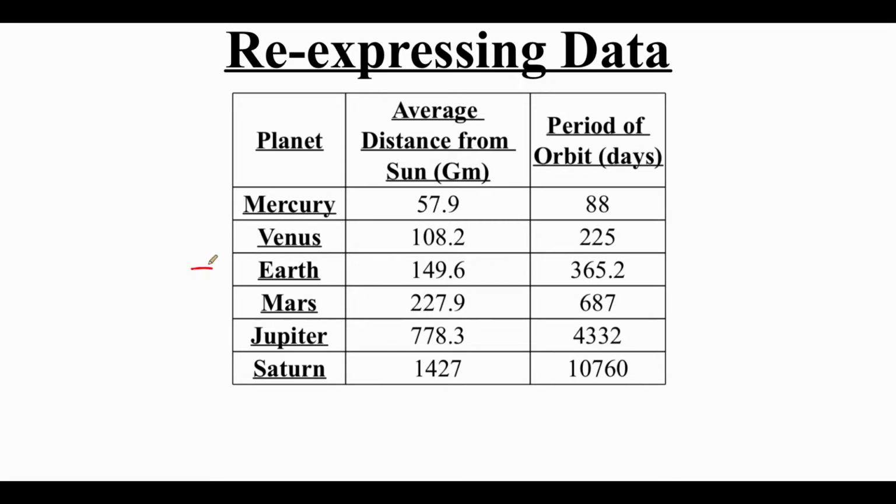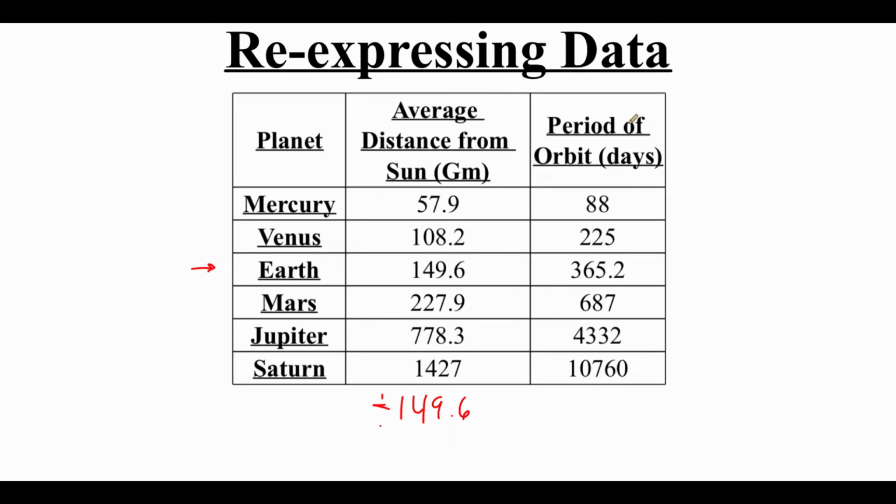So we're going to focus on the information that we know about Earth. To make this data more convenient, we're going to do a little division. Looking at those average distances, Earth is 149.6 gigameters away from the sun. I'm going to divide every single one of those numbers in this column by that 149.6. That gives us an Earth distance of 1 unit away from the sun, and those are actually called astronomical units.